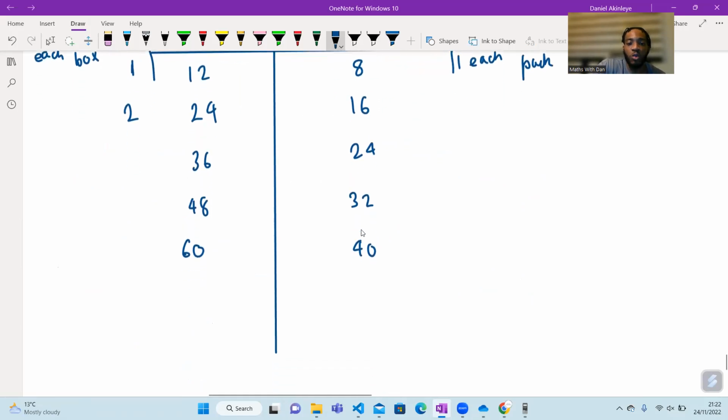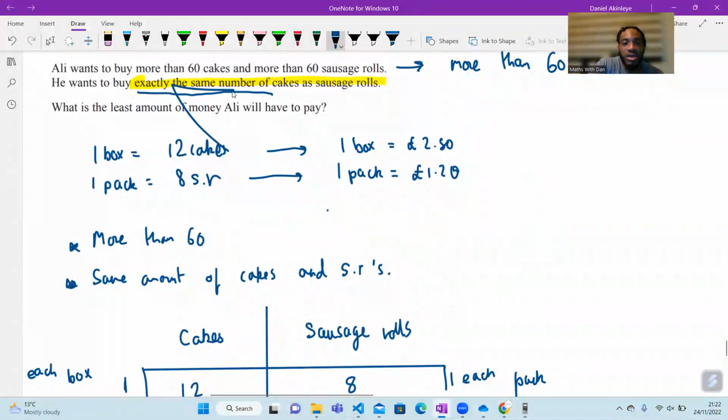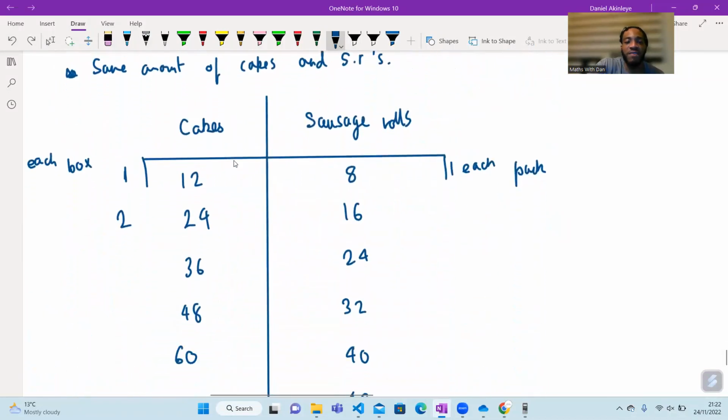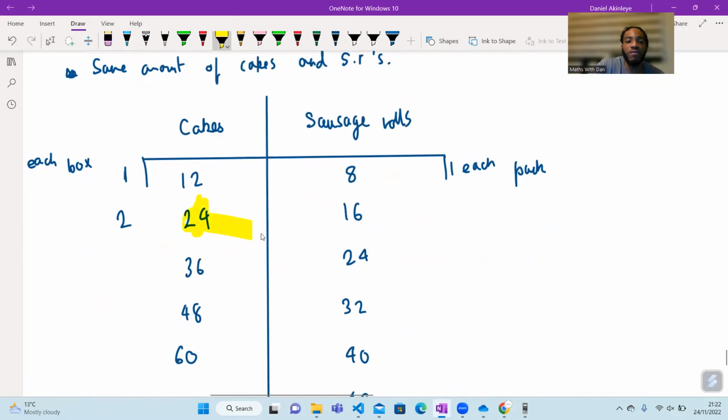And then if I do 1 more, actually, I get 48, yeah? So can you see, guys, remember, we need the same amount in the sausage rolls and cakes, but it has to be more than 60. But if I look at the table, I can see that 24 is the same amount, but it doesn't fit our bullet point of more than 60.